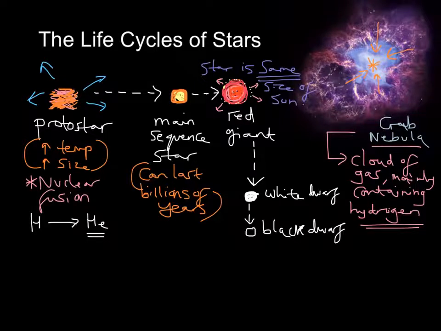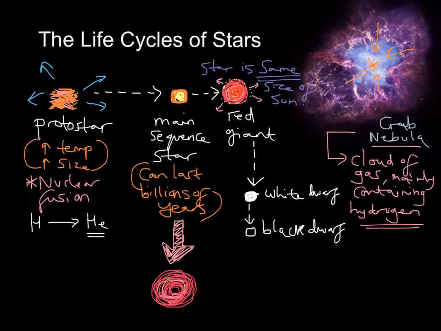So we've followed that first path. Now we're going to go down a different route. We're going to say from the main sequence star, instead of going to a red giant, let's draw a bigger arrow just to make it really clear. What we're now going to get is this thing. So I'll just draw this really quickly. Again, just a very rough picture here.